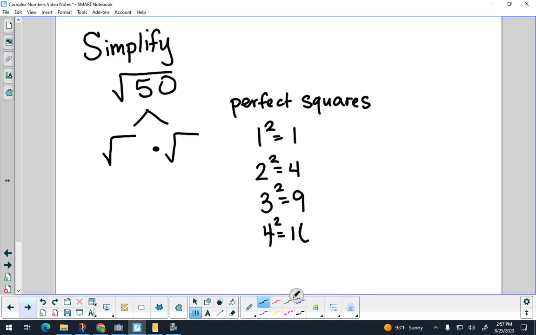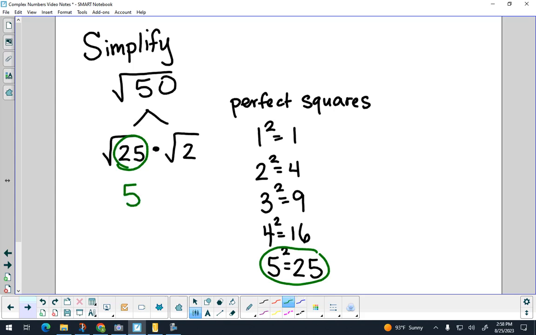4 squared is 16, 5 squared is 25. I can pause at 25 because I should know that 25 times 2 gives me 50. And 25 is a perfect square, okay? And so the square root of 25, we know that is 5. And we still have this square root of 2. So this should be familiar to us from Algebra 1 on how to simplify and break down a square root. So in this case, it's 5 square root of 2.